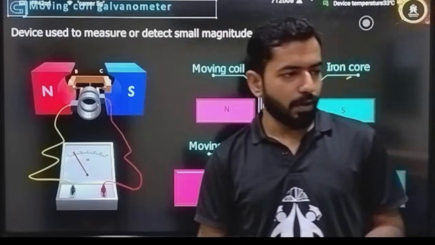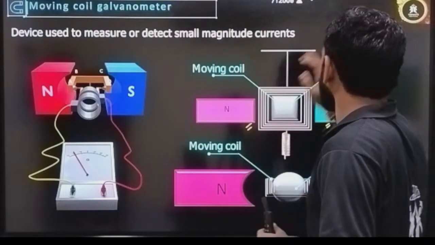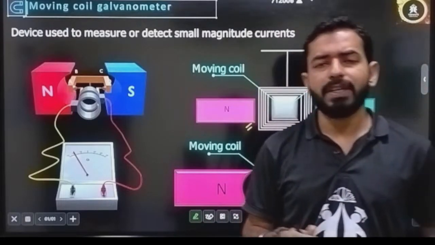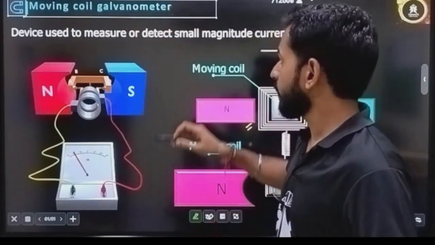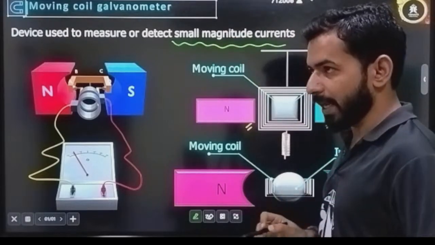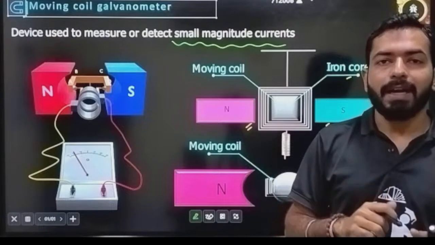So let's start. Moving coil galvanometer. What is a moving coil galvanometer? What is a galvanometer, students? Tell me. A galvanometer is a device which is used to measure very small current. It is used to detect very small magnitude of current. What is the complete phenomenon? Actually, two strong magnets are fixed inside a galvanometer.